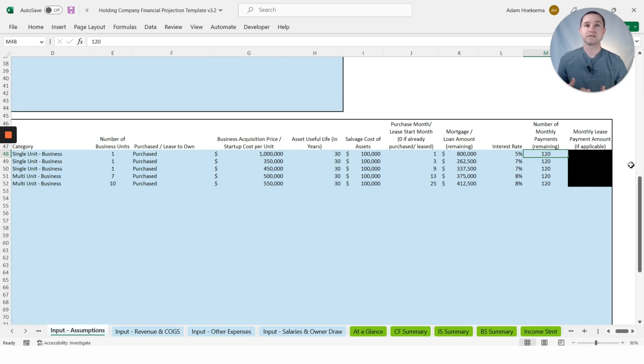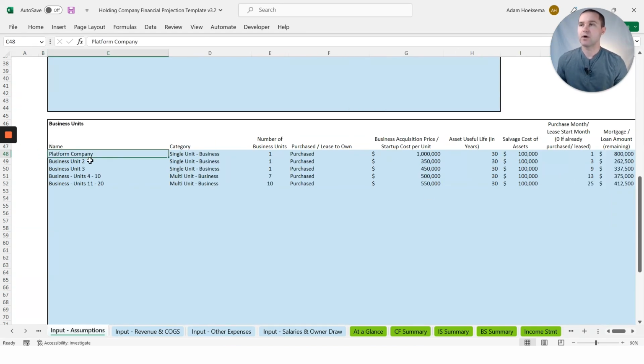If you want a more detailed template specifically to model out just a single acquisition, we do have an acquisition template. I can link to that in the description of the video as well. That would probably be better for specifically modeling an acquisition. This is really more to just get all the different units into one model so you can have a consolidated income statement, balance sheet, and cash flow for the holding company. Okay, so that's how we'd enter in the details for acquiring the first company.